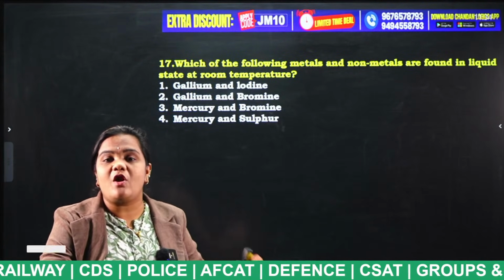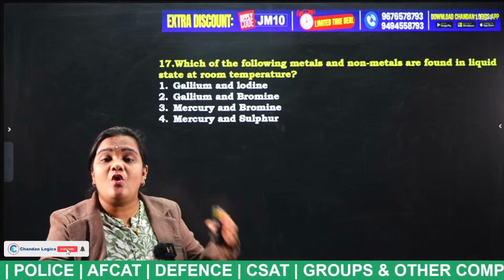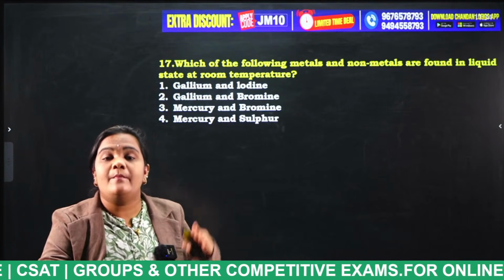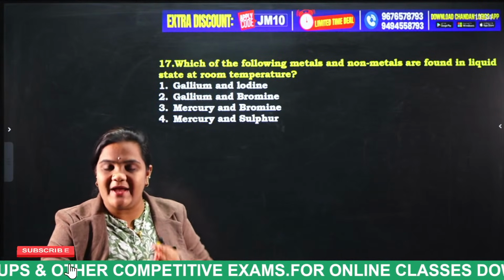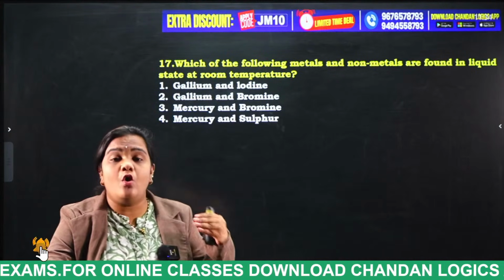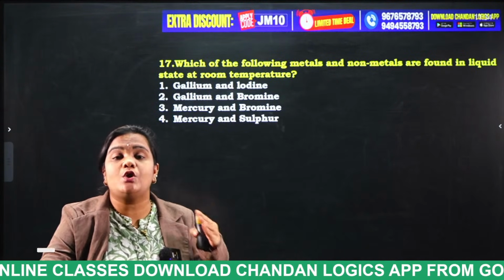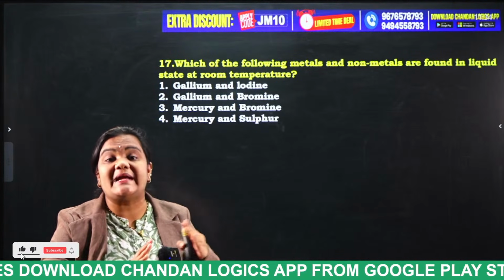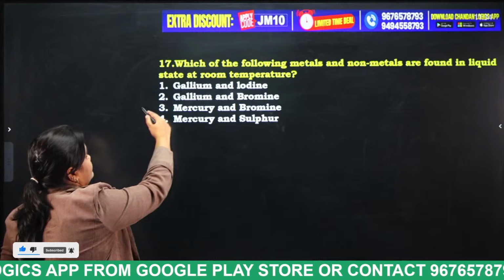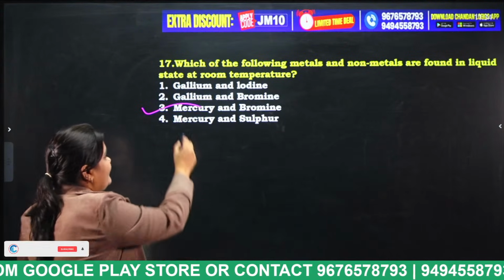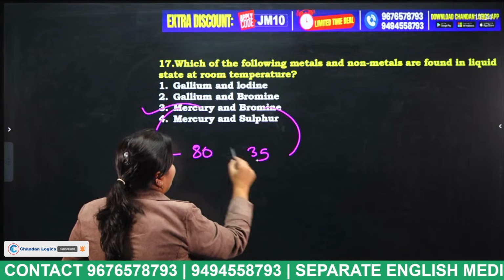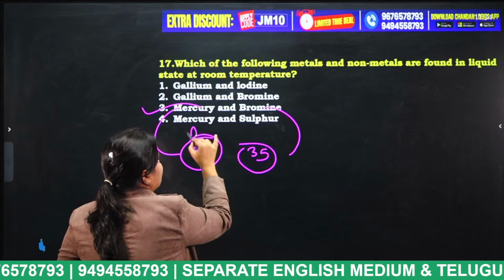The atomic number of mercury is 80. The only non-metal which exists as a liquid at room temperature is bromine. Bromine's atomic number is 35. And what else have I explained? The only non-metal which is a good conductor of electricity is graphite. Very, very important. What is the atomic number of mercury? 80. What is the atomic number of bromine? 35. Very, very important atomic numbers.